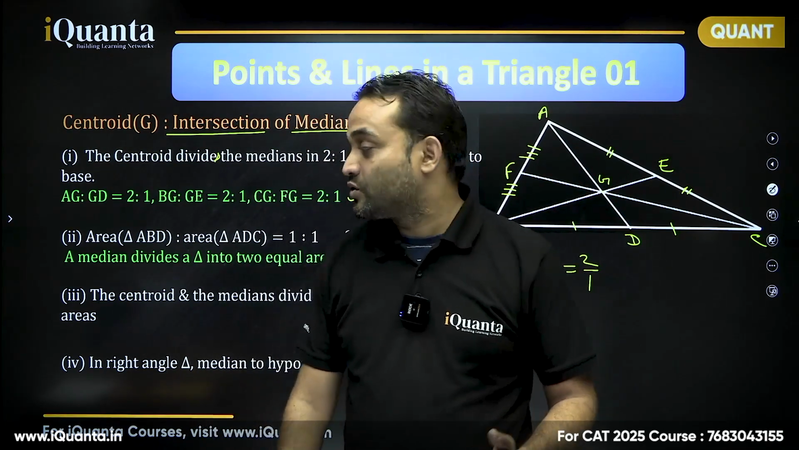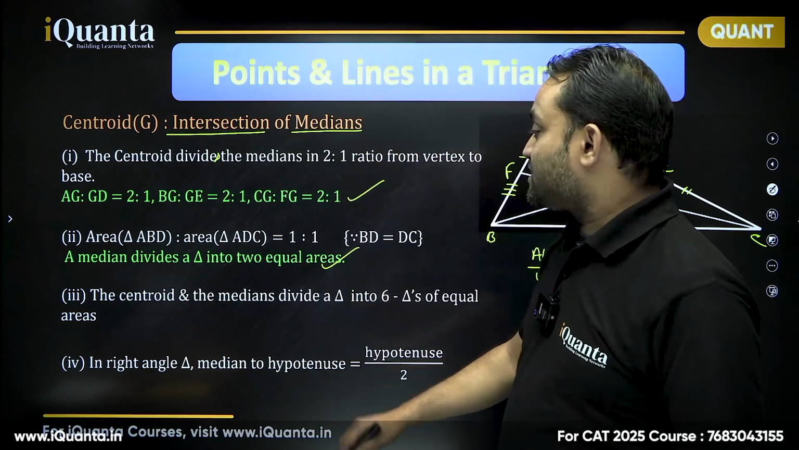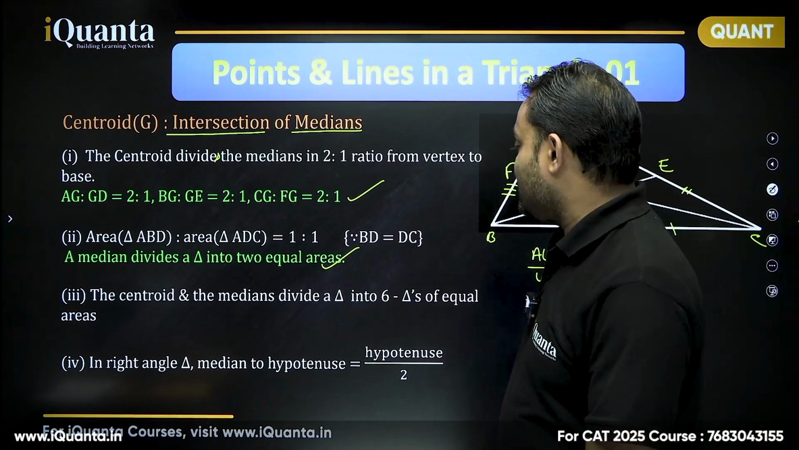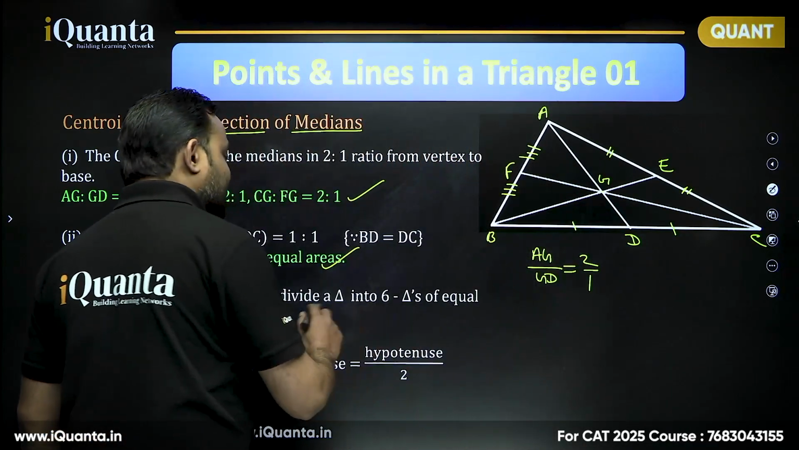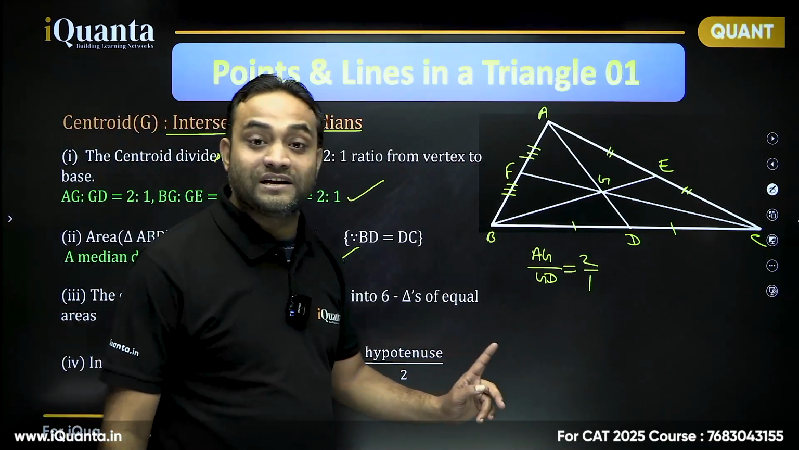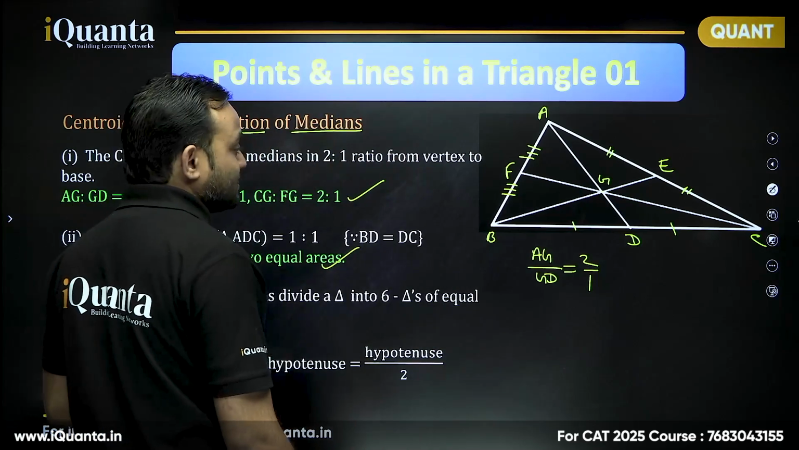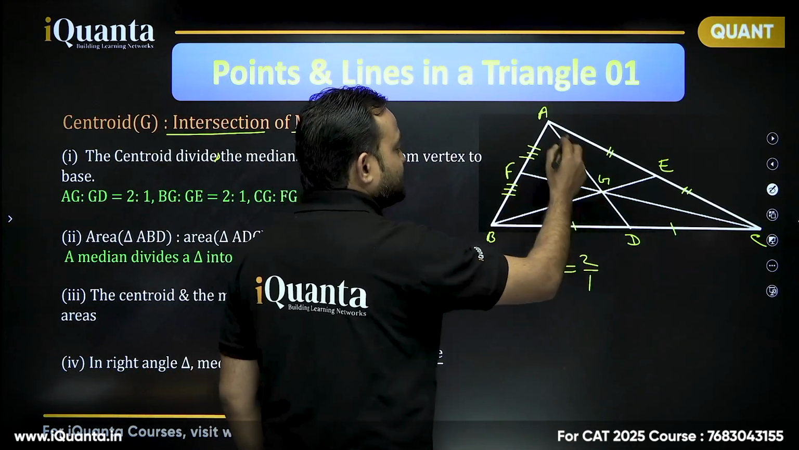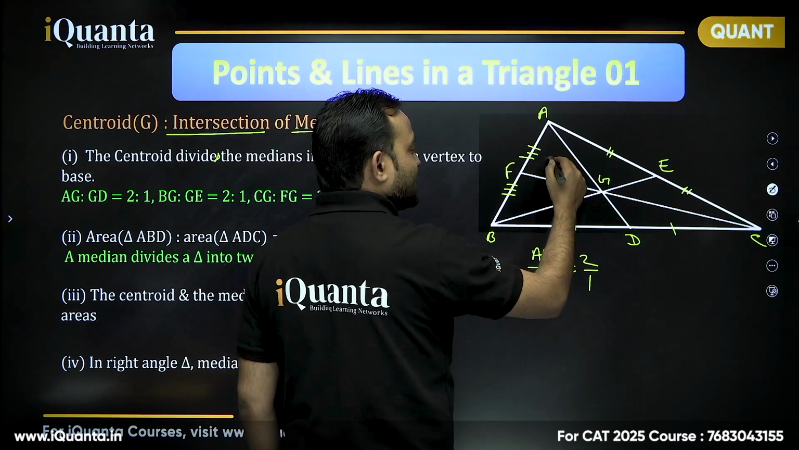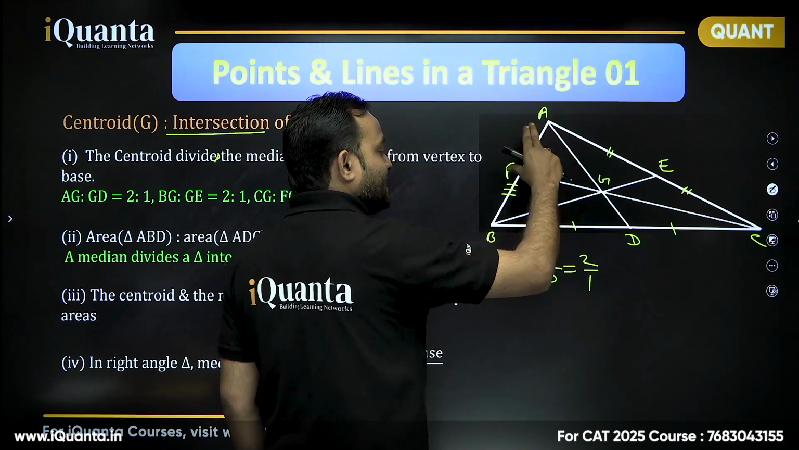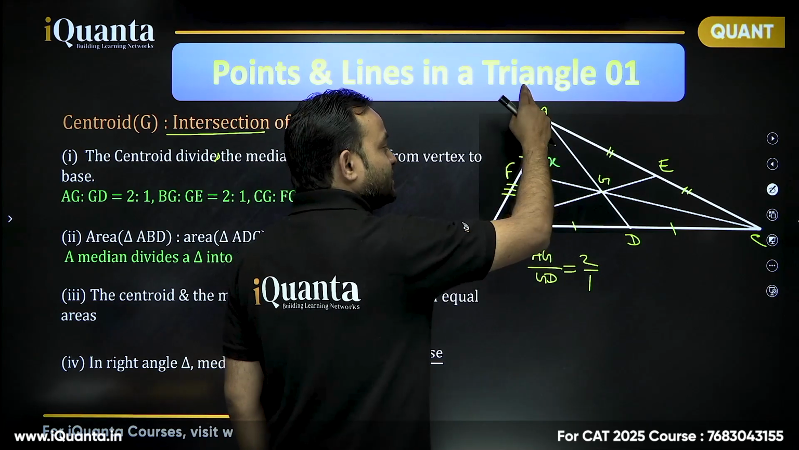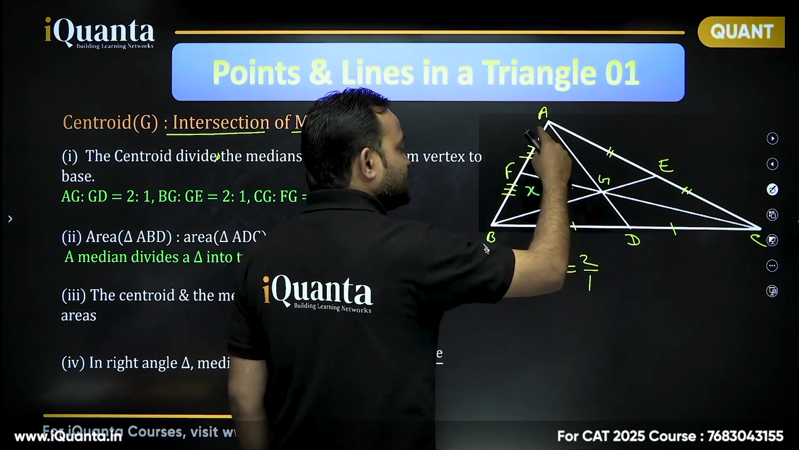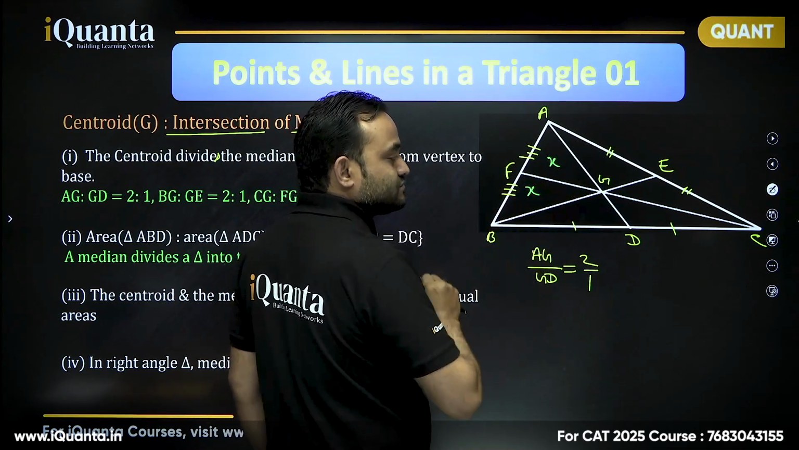areas. Okay. Then comes the third point, which says the centroid and the medians divide a triangle into 6 triangles of equal areas. Now you can see 6 triangles here. What are those triangles? So triangle AFG. Now if area of this triangle is X, can we say AF is equal to FB? So in triangle AGB, these two will be equal. AFG will be equal to FGB.